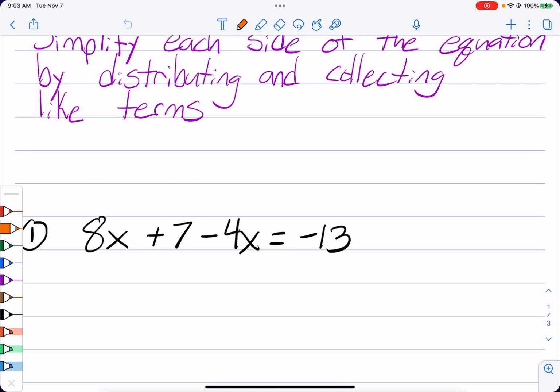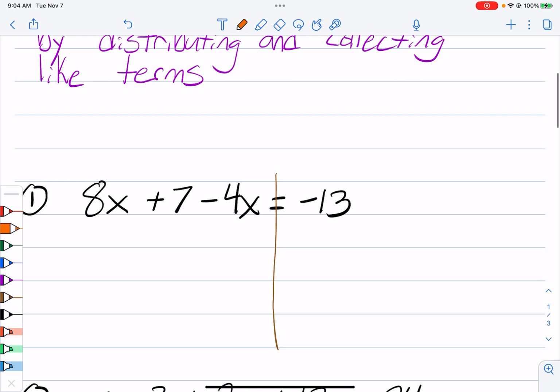On the left-hand side of my equation, I have three different terms, and I'm going to box them so it's easy to see. So my first term is an 8x. My next term is a plus 7. And my next term is a minus 4x. So I want you to notice a couple of things. This plus sign belongs to the 7 that it's in front of, and this minus sign belongs to the 4x that it's in front of. Terms are separated by plus and minus signs.